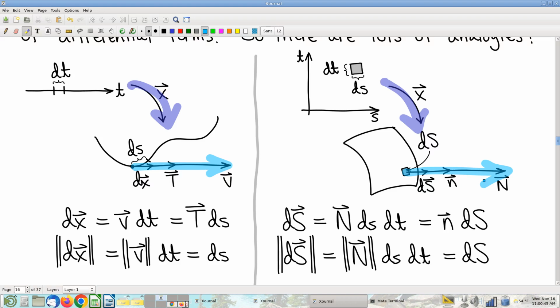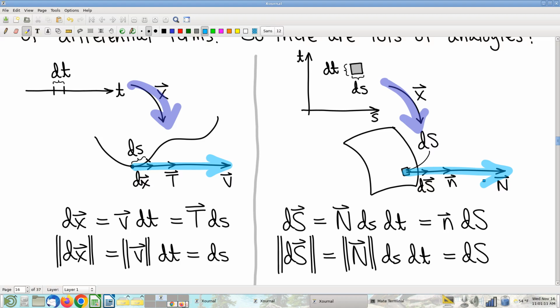What's the formula for it? Well, it's a cross product of the partial derivatives, right? It comes from derivatives. So the velocity vector here and the capital N vector here are kind of analogous in that sense, in a way. Different, of course, appropriate to the context.